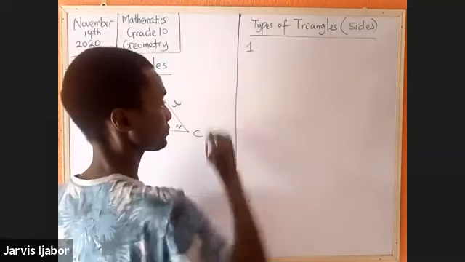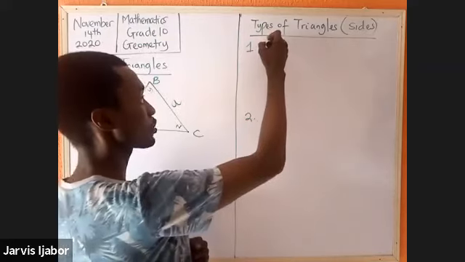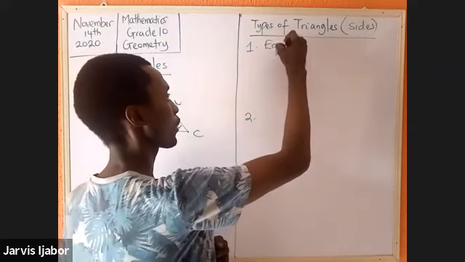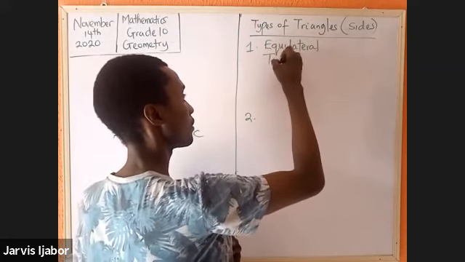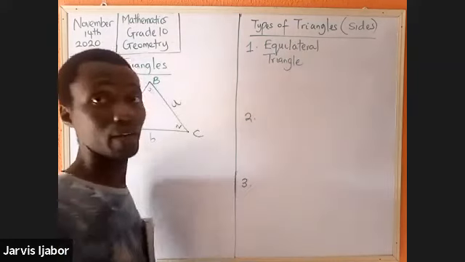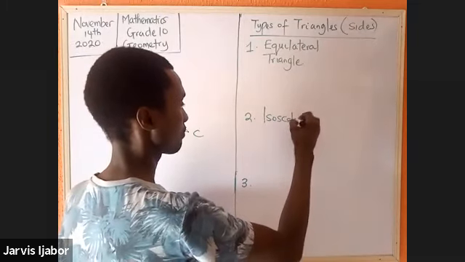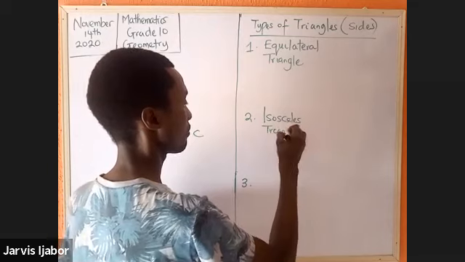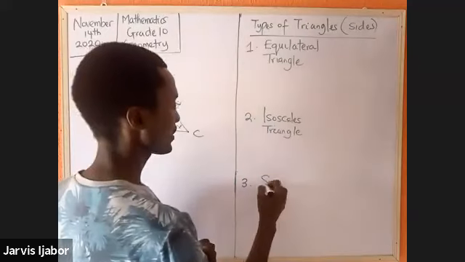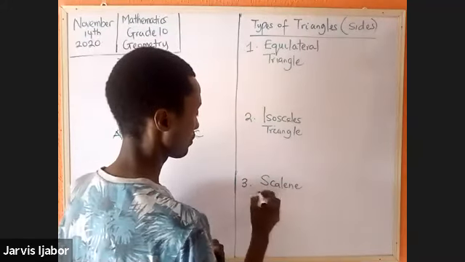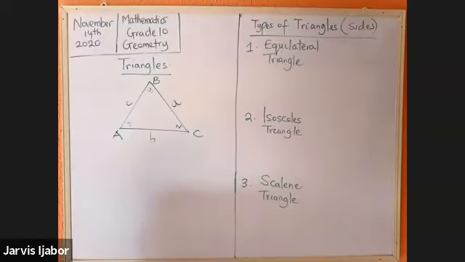So if you're going to talk about the types of triangles by virtue of the sides, we're going to have 3 types. Number 1, number 2, and number 3. The first one is what is called your equilateral triangle, equilateral. I'm going to draw a diagram to show you what that looks like. The next type is what is called the isosceles. And the third type is what is called the scalene. So it's called the scalene triangle.